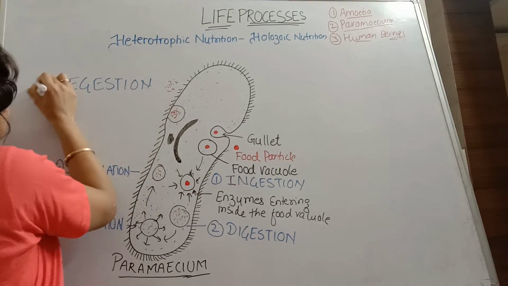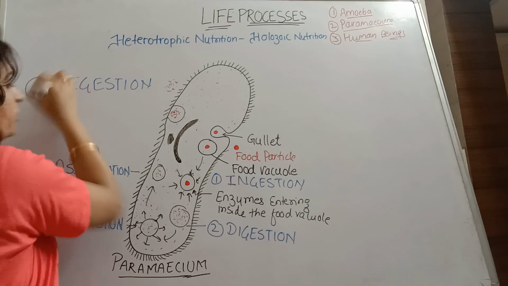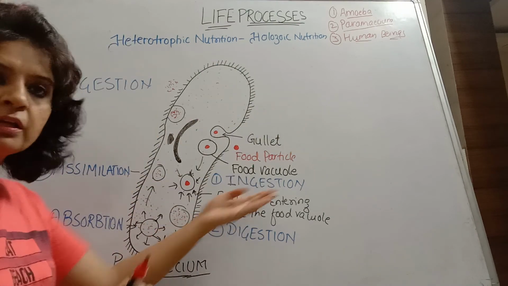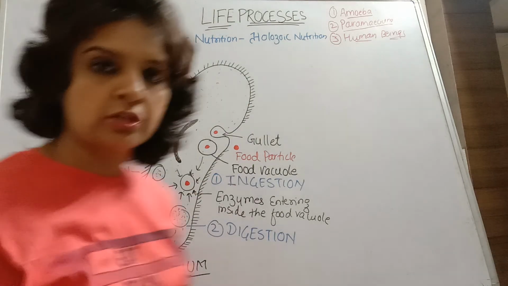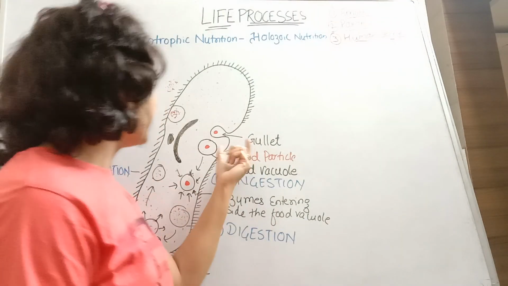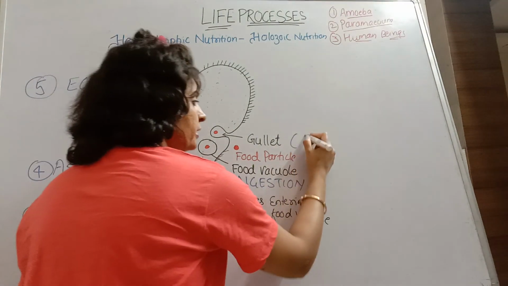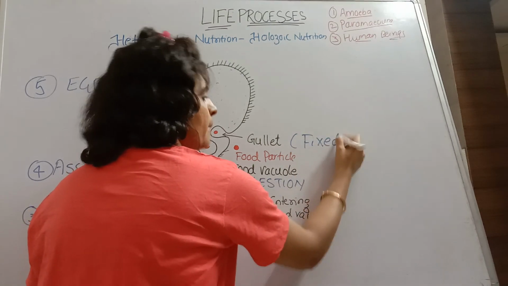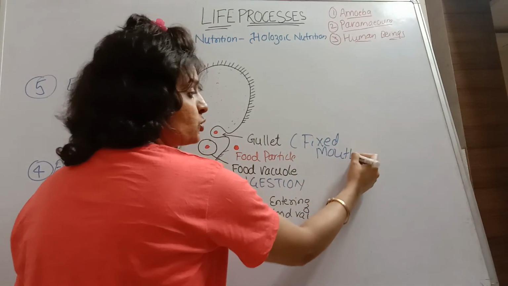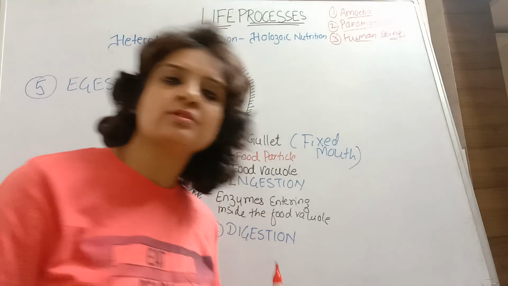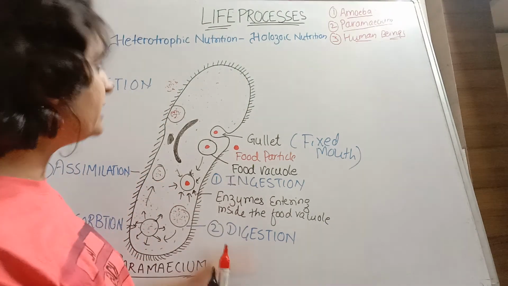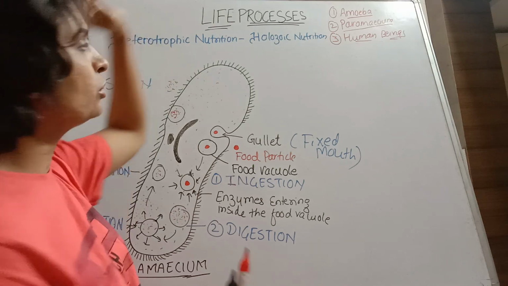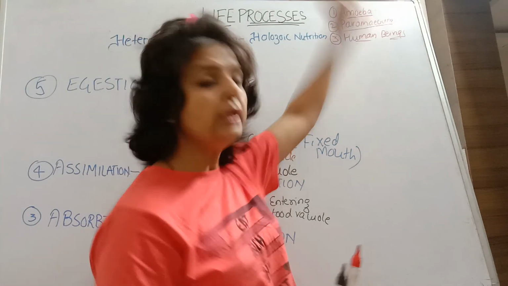So the only difference you can see is that the same thing occurs here: ingestion, digestion, absorption, assimilation, egestion. The only difference is the gullet, a fixed mouth, which was absent in the case of the amoeba. The last one that we will deal with in heterotrophic nutrition is the case of human beings.